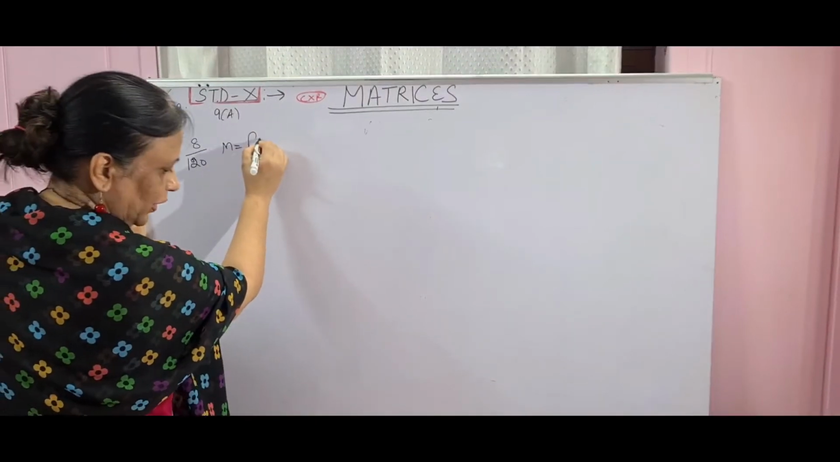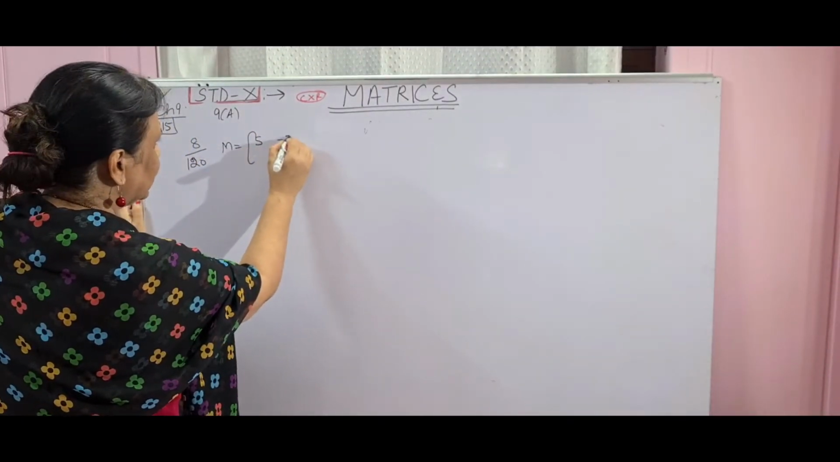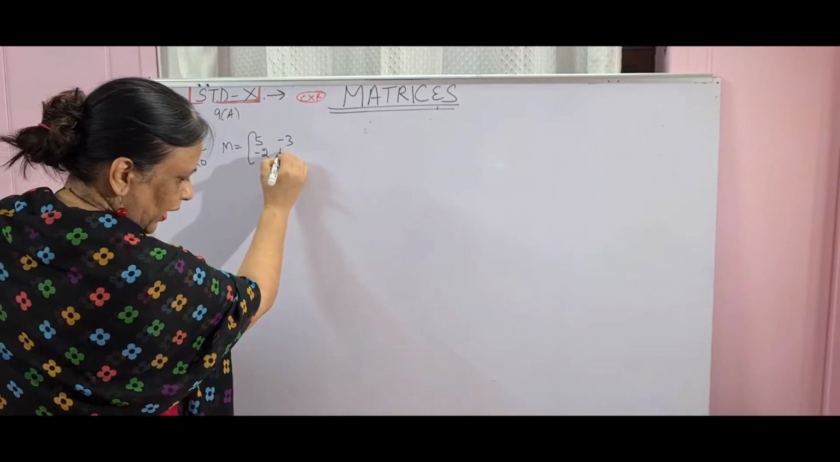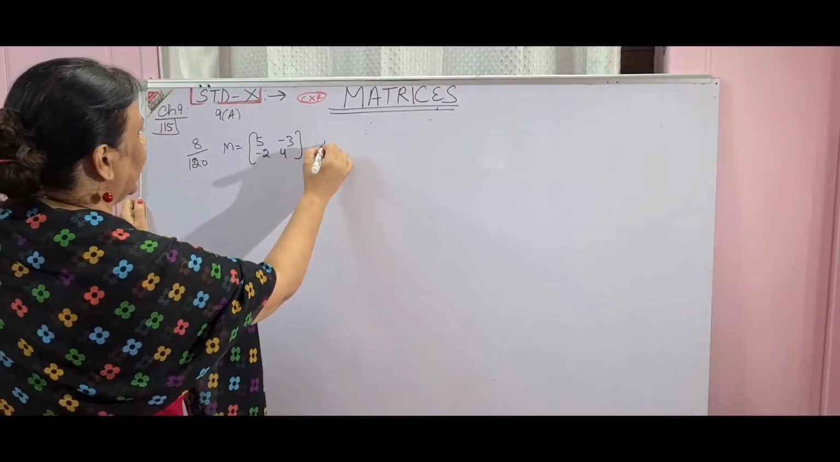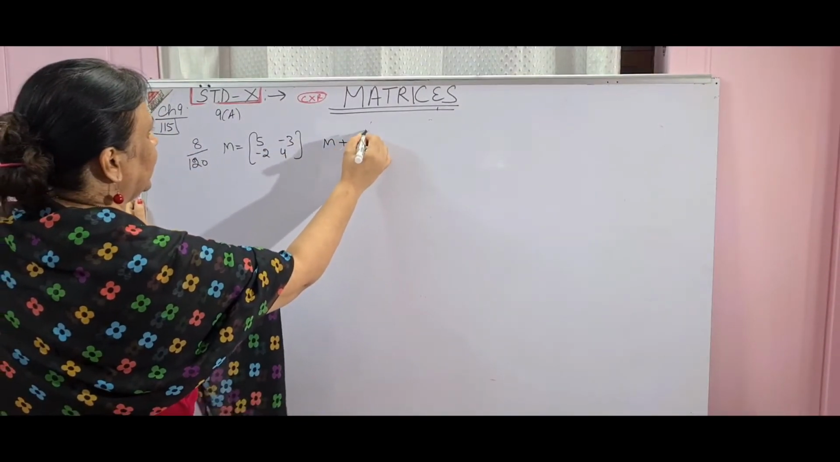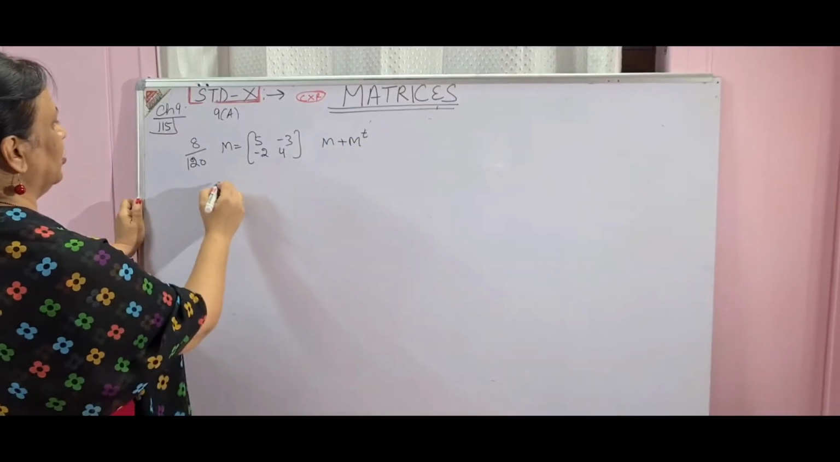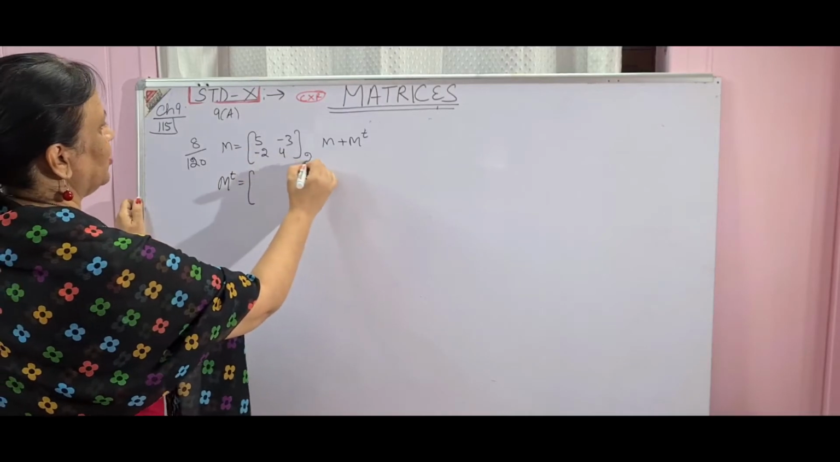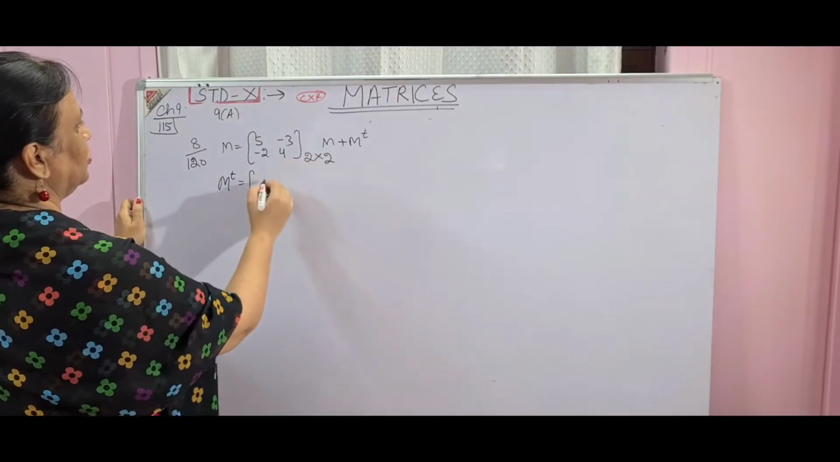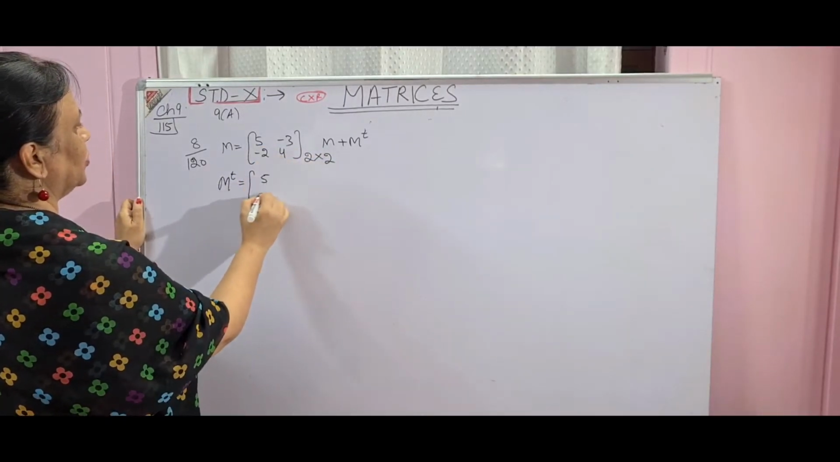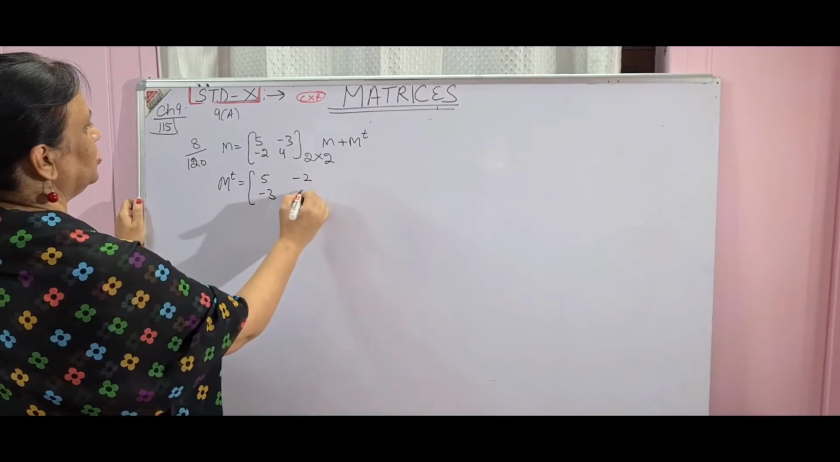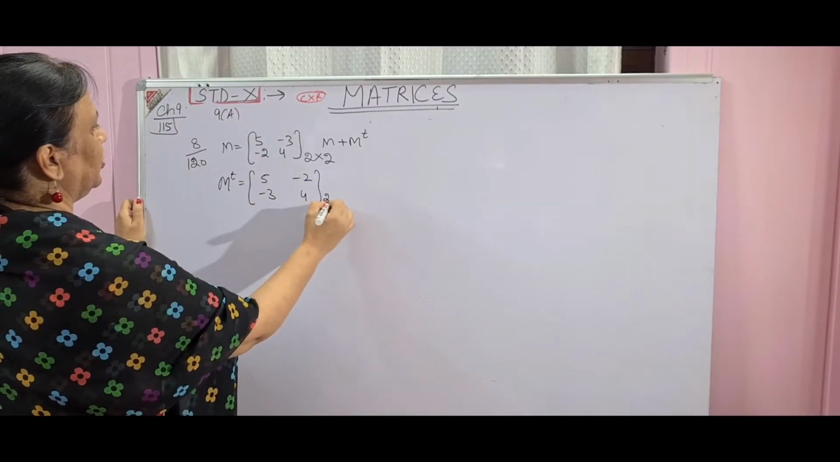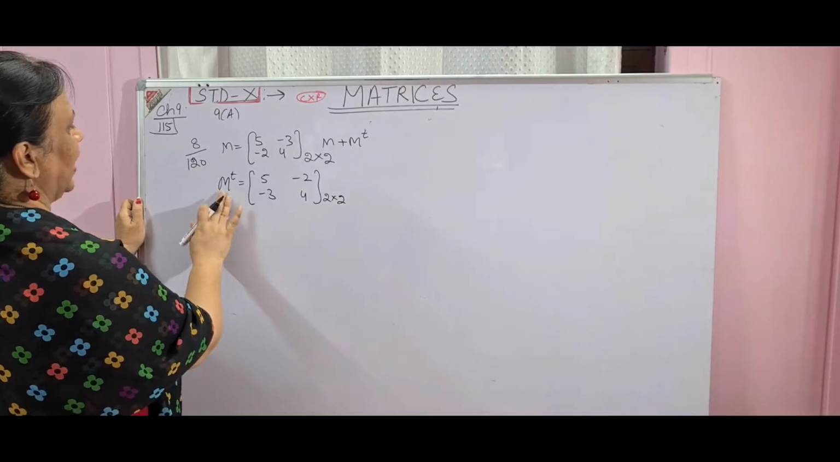M is given to be 5, minus 3, minus 2 and 4, and I have to find M plus M transpose. As I have written T, you know it is transpose. So first of all you write the transpose. Before that you write the order: 2 rows and 2 columns. So interchange rows and columns. See, minus 2 and 4. 2 into 2. This is M transpose.